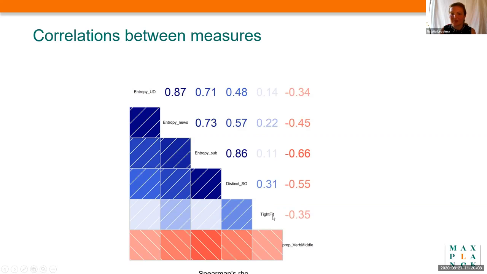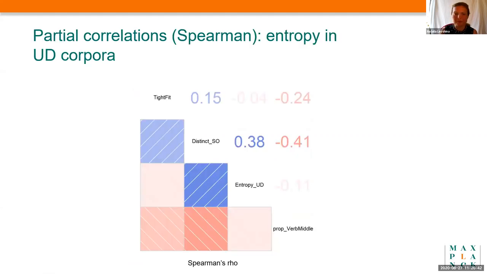Then the tight fit, the semantic one, isn't really useful, and we only find a weak correlation with the distinctiveness, although we would expect them to be negatively correlated, then it would be efficient, but I'll get back to that. And then there's also a negative correlation between this semantic fit, semantic tightness, and the proportion of the verb in the middle. That means that tight fit languages have a low proportion, and these are all verb-final languages in my sample. These are partial correlations that support these conclusions.